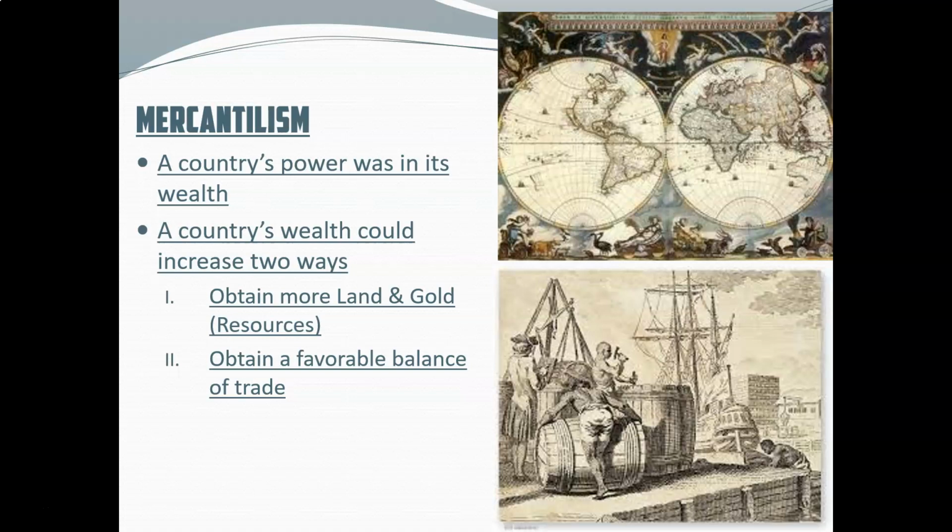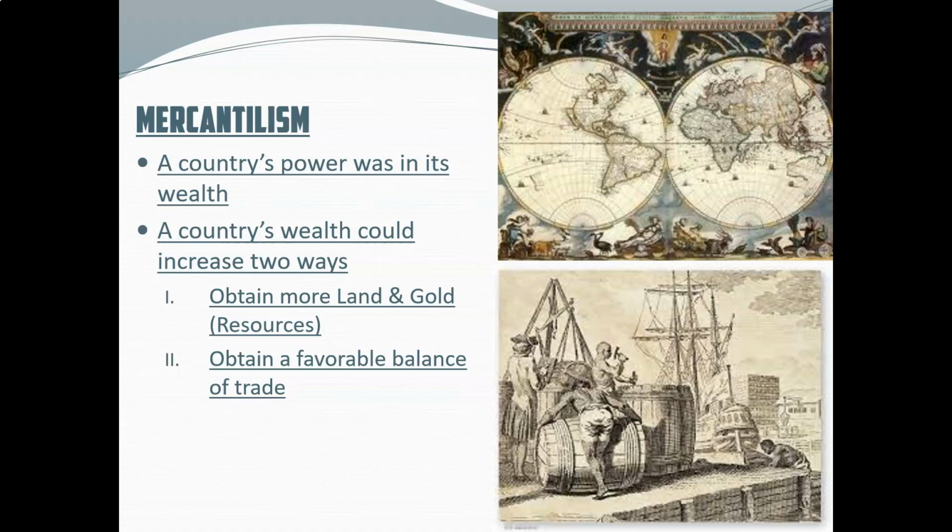Now, mercantilism is also a very important subject for you to note, and this may be one of the most important slides we're going to talk about today. Mercantilism means that a country's power is in its wealth, and that essentially means the more money and land and gold and things they can acquire, the more power they have. And a country acquired wealth in 2 ways. One was to obtain more land and gold. The other was to obtain a favorable balance in trade. And you always wanted to export more than you imported.